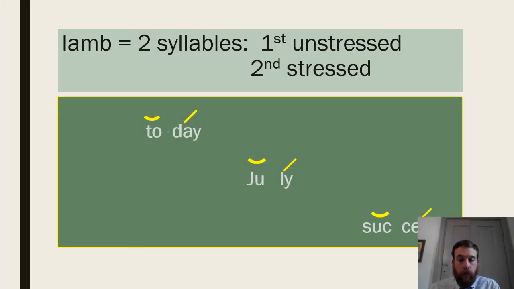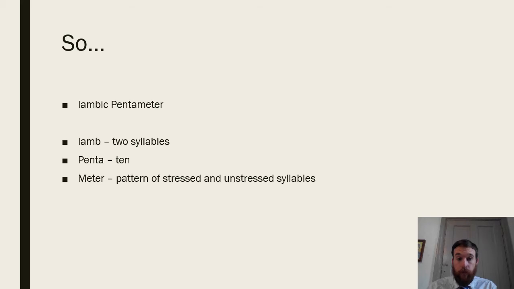So for example, "today," "July," "succeed." The emphasis is on the second part. Today, July, succeed. Like I'm putting more emphasis, and I'm really showing it now to make the point. But when you speak naturally, when you say the word "today," the emphasis is on the second half of the word, even if you're saying it faster.